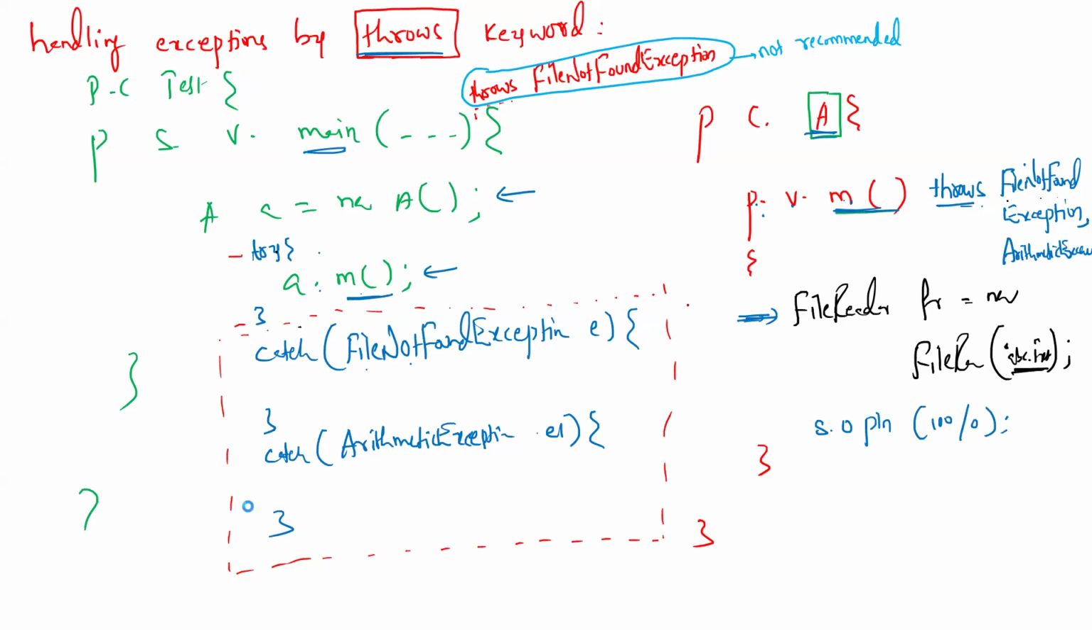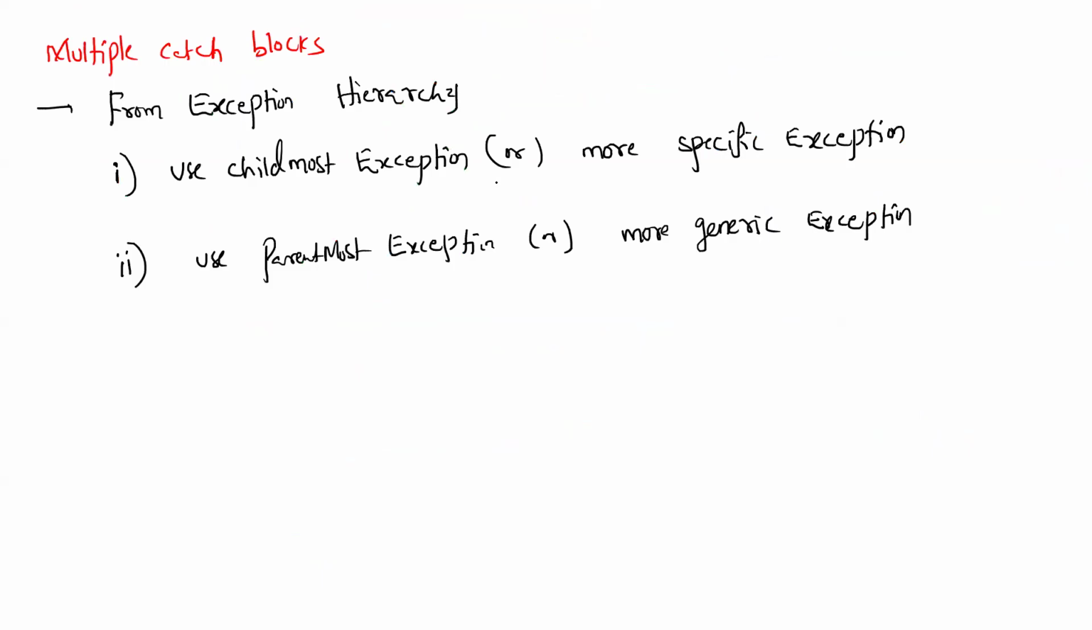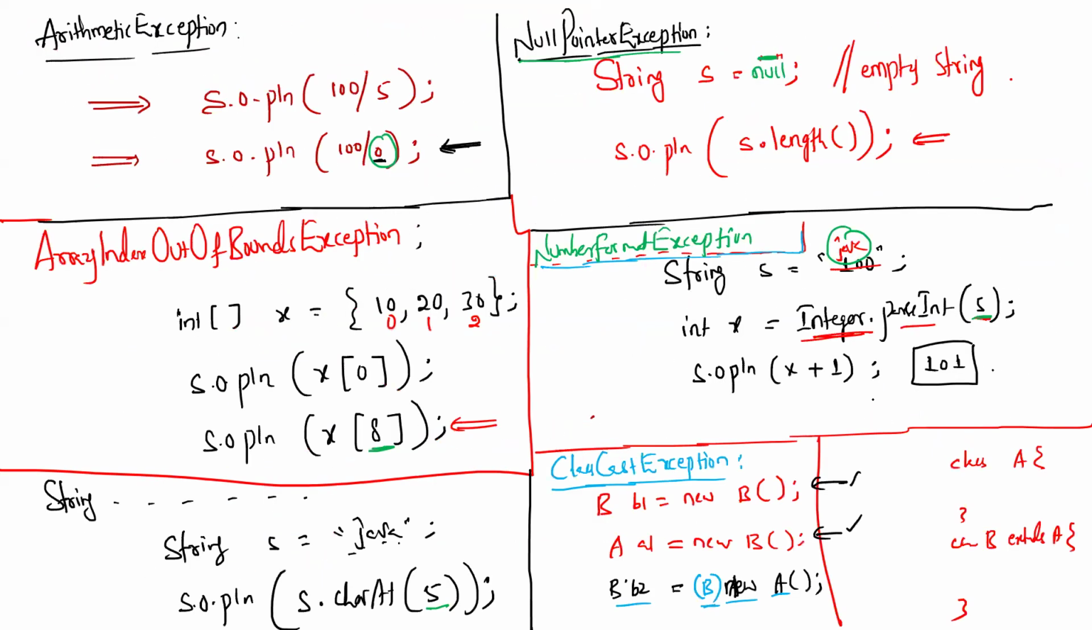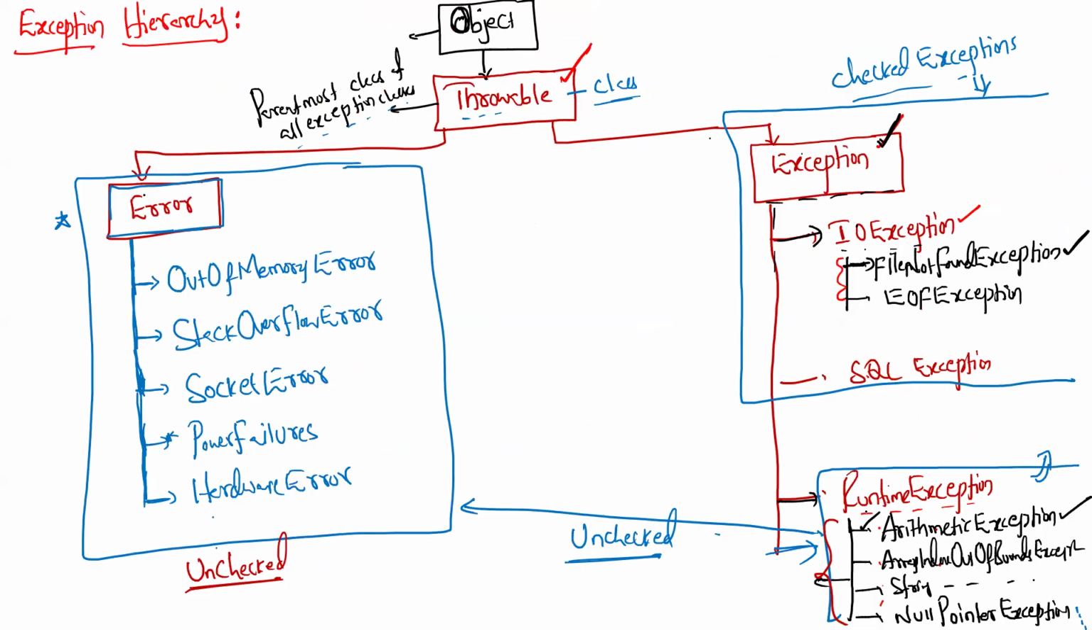And the catch blocks order should be child-most or specific exception first. What do you mean by specific? Under RuntimeException, there is a specific reason for ArithmeticException. There is a specific reason for ArrayIndexOutOfBounds, NullPointer, ClassCast, NumberFormat and all. That's why these are more specific. And here also, they are specific under IOException. But Throwable is the most generic. This IOException is also more generic for all checked exceptions.